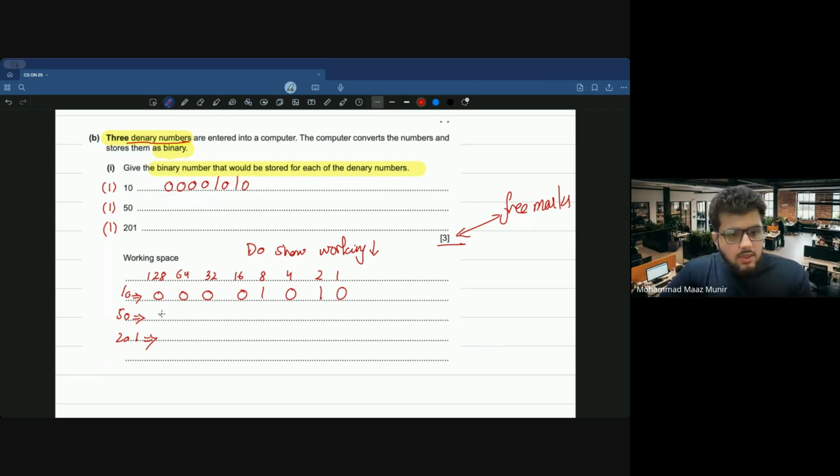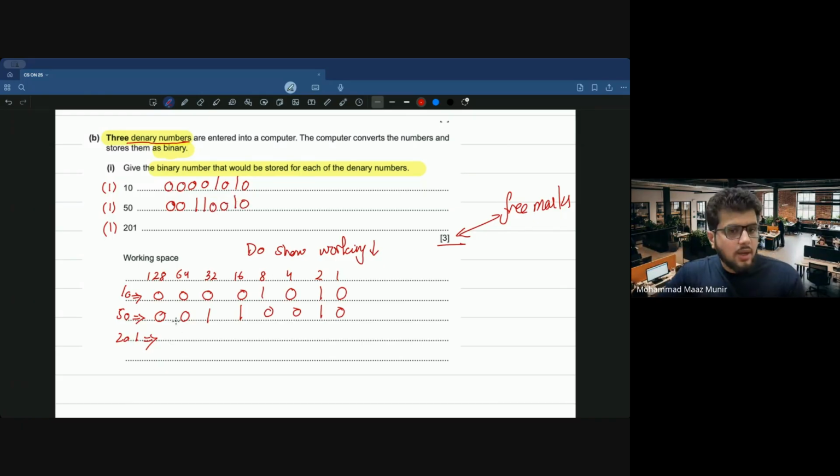You get a mark. Now 50. Again, let's do it. 0 0. Why am I putting a 0? Because the values are greater than 50. Ignore them. 32. Yes. 32 plus what thing is going to give me a 50? 32 plus 16 is 48, right? So I'm going to be putting 1 up here. 48 plus what thing will be giving me a 50? 48 plus 2 will be giving me a 50. So 1 at the 2 slot and 0 at the other slots. So we get the answer as 00110010.